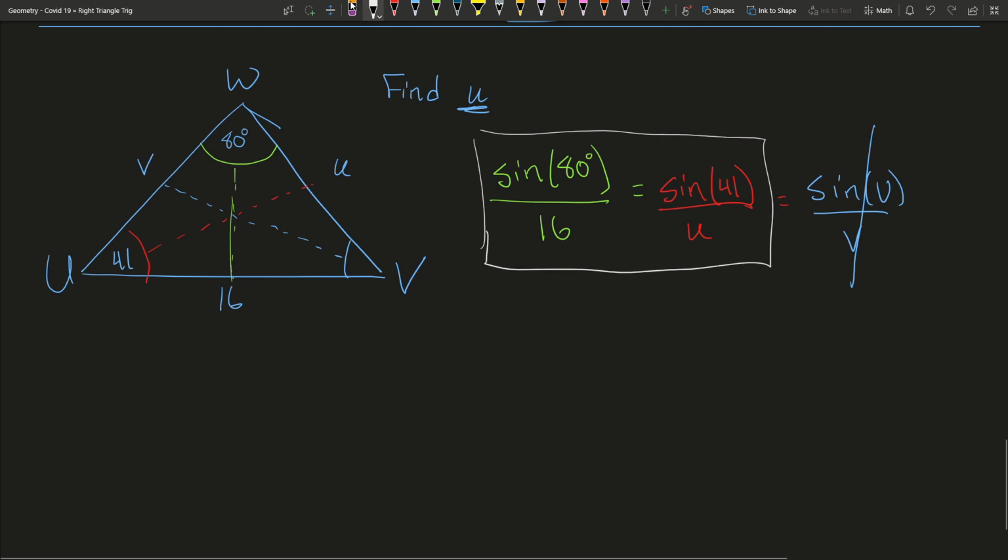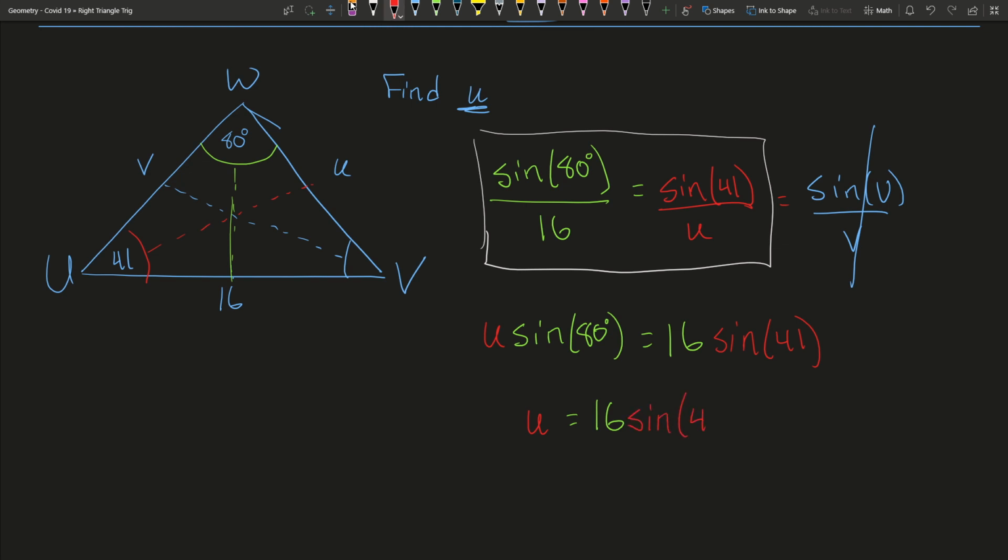So when we cross multiply, we get u times sine of 80 is equal to 16 times sine of 41. Again, we're trying to solve for u, so we need to get that by itself. In order to do that, we have to divide both sides by sine of 80. When we do that, we get u is equal to 16 times sine of 41 divided by sine of 80.